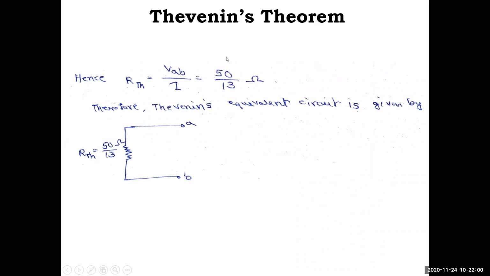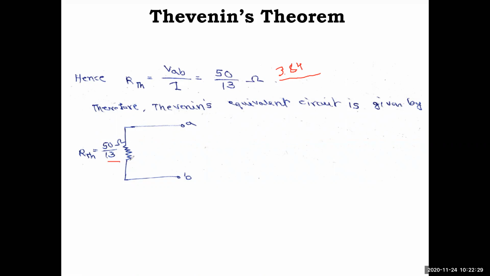You can calculate this. 13 threes are 39, then we will have 11 remaining. So next, 13 eights, I think, is 104. Then how much is remaining? 6. 13 fours are 52. Then again 8 is remaining. 13 sevens are, right? So like that you will get some 3 point something value. That also you can write or you can keep as it is.